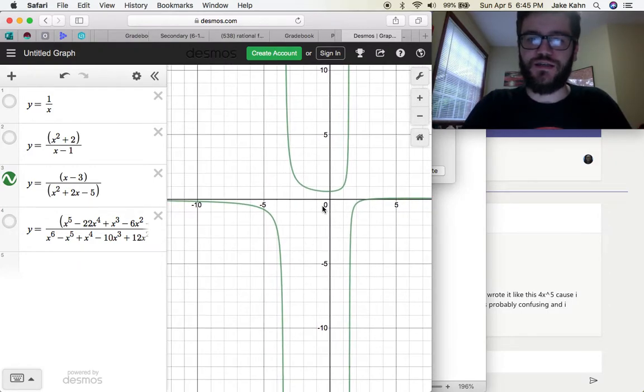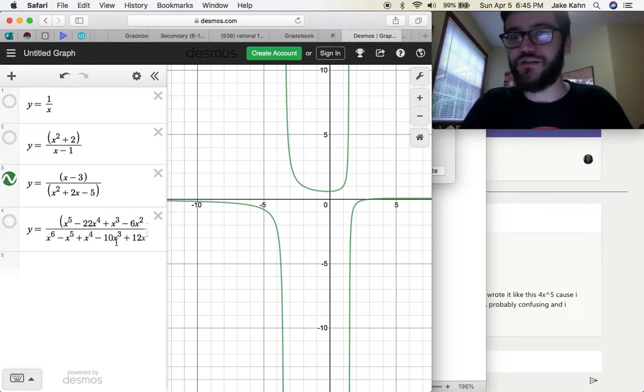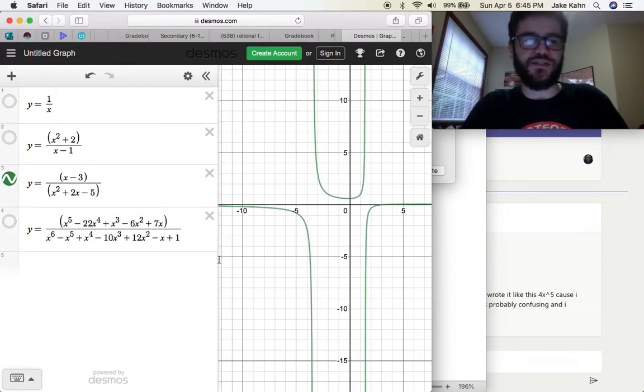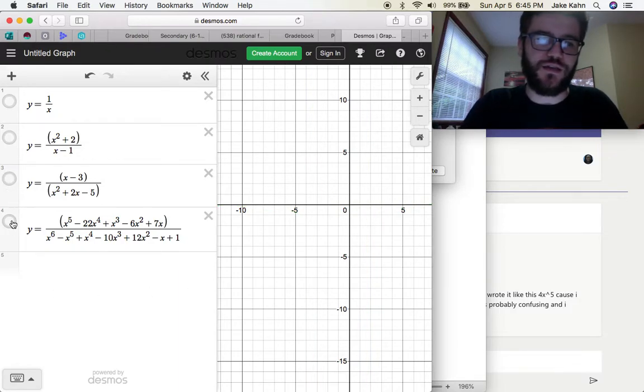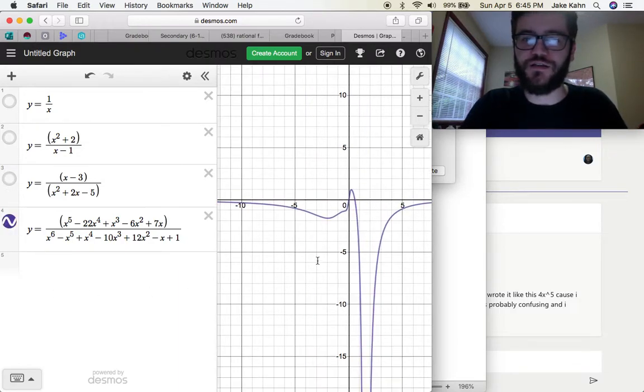You can see that we have this lopsided parabola in the middle here, surrounded by these 2 curves. And then just for fun, this wasn't on the PowerPoint slide, but you can see this crazy polynomial on the left side of your screen. Let's see what this looks like. This is another example of a rational function.